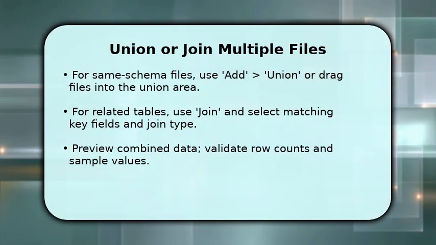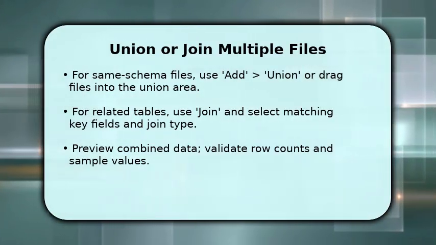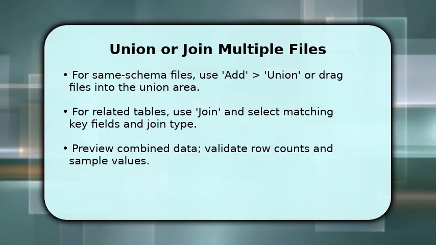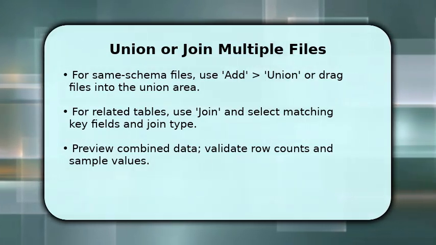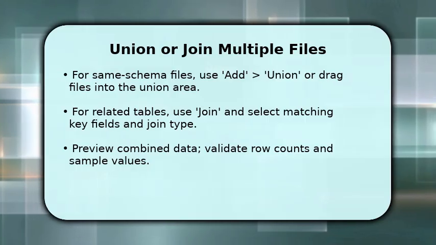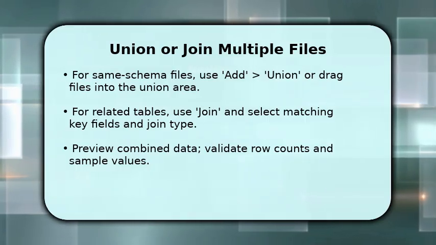Once your first connection is ready, decide between union and join. If files share the same schema, same columns, use a union. Click the drop-down, choose union, or drag additional sheets beneath to auto-union. If files represent different tables, perform joins.